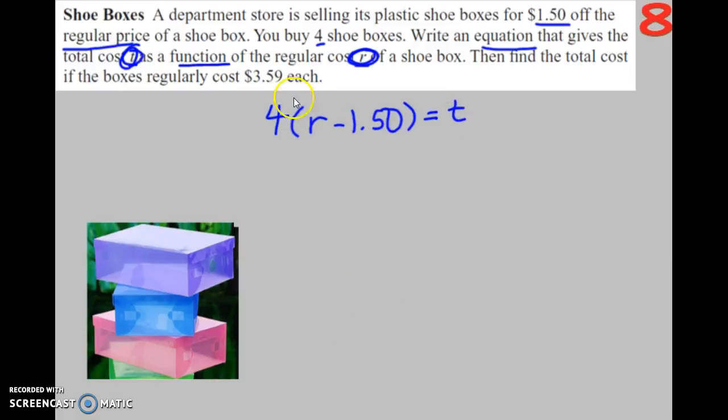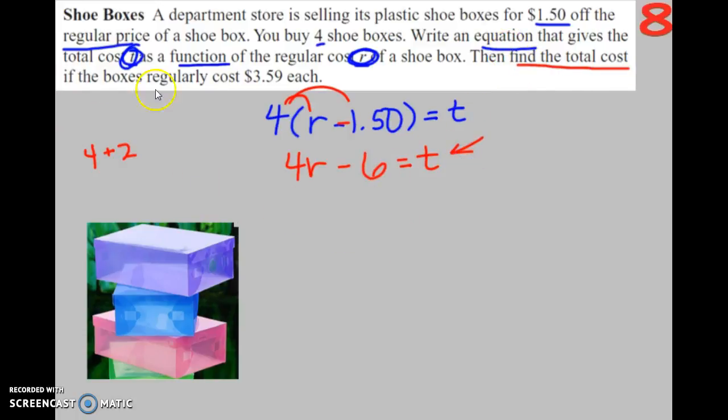So if we distribute this, 4 times R is 4R. 4 times negative 1.50, well, 4 times 1 would give us 4. 4 times 50 cents, or half of 4, would give us 2. So 4 plus 2 should give us 6. If you want multiplied in your calculator, 4 times 1.5 would give us 6, and it's a negative here. So there's our equation.